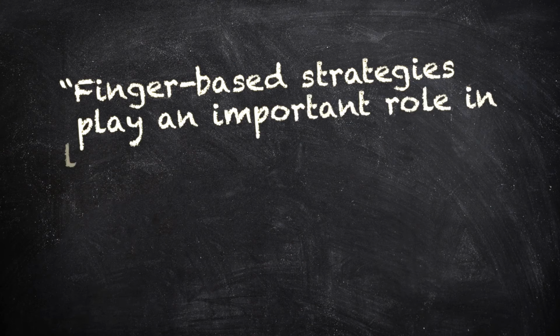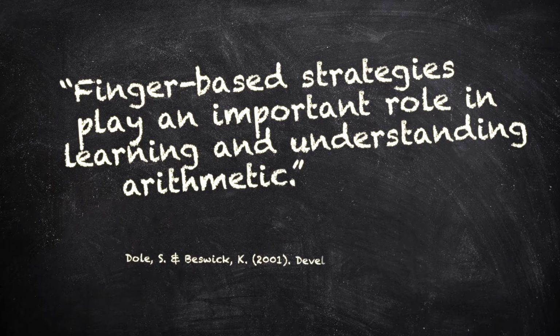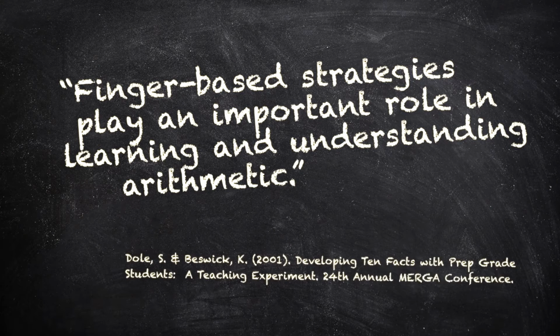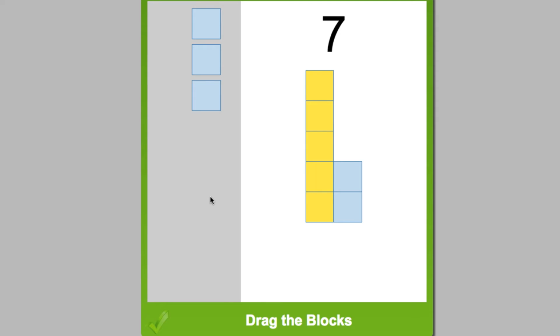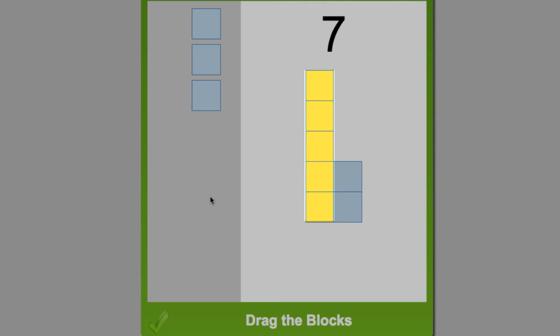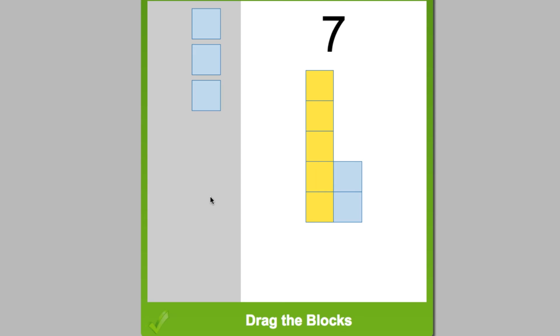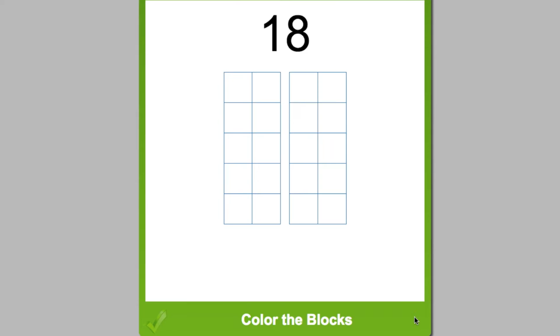Research has shown the importance for young students to use fingers when learning to add. The manipulatives based on block numbers composed of 5 yellow blocks plus the remaining blue blocks reinforces the importance of base 5 in learning number sense.